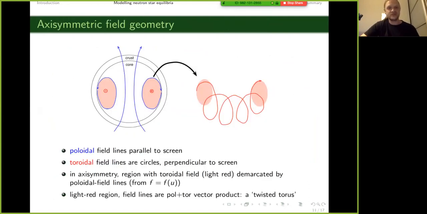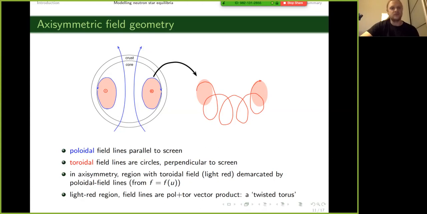I'm about to go on to some results. Before I do, I'll just give you a sketch of the geometry so you know what to expect. Again, we have a crustal region where the matter is normal, and a core region where it's superconducting. The poloidal field lines are parallel to the screen, the ones shown in blue here. Any given toroidal field line is circular, and it's perpendicular to the screen. It cuts through the screen at 2 points, as shown here on the left-hand side.